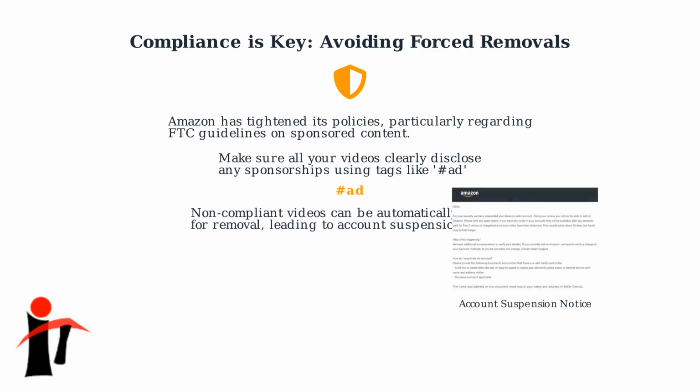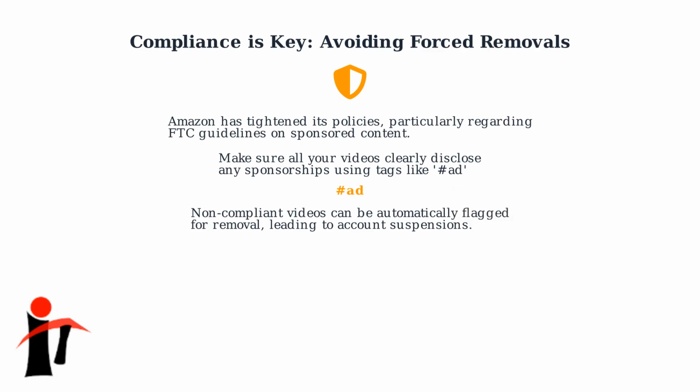Account suspensions can occur when policies are violated. This example shows an Amazon notification requiring documentation to reactivate a suspended seller account. Here's an example of proper disclosure in a social media post promoting sponsored content. Notice the clear use of hashtags and disclosure of receiving the product for free.